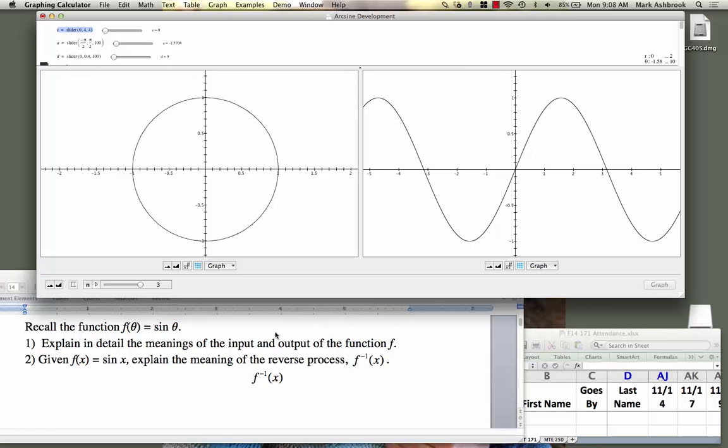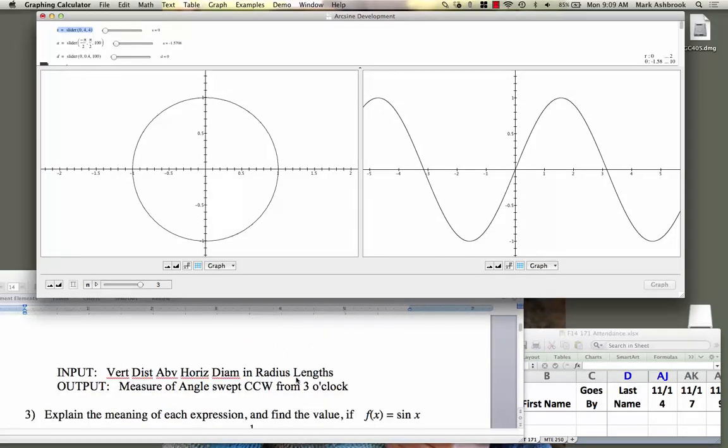So what would the reverse process be? What would the input be? The reverse process. The input was the angle, and the output was the vertical distance above the horizontal diameter measured in fraction of a radius. So we're reversing the process. Now the input of the reverse process is vertical distance in fraction of a radius length. The output will be the angle measured counterclockwise from the 3 o'clock position. Okay, so there it is.